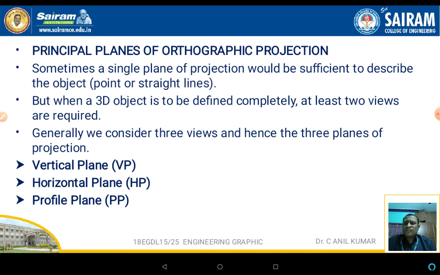Sometimes a single plane of projection would be sufficient to describe the object, but a 3D object is to be defined completely by at least 2 views. Generally we consider 3 views, and hence it is called the 3 planes of projection. The first is the vertical plane, the second is the horizontal plane, the third is the profile plane. Even the profile plane has 2 types: a right profile plane and a left profile plane.